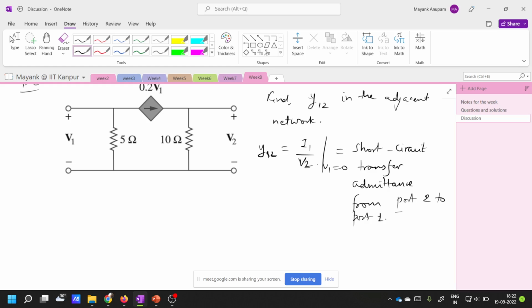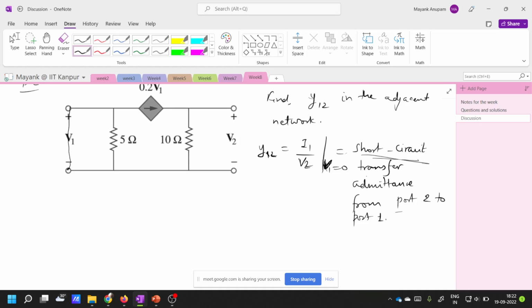This is short circuit. First thing is short circuit. Why is it short circuit? Because you see here, you make V1 equal to 0. At the first node, you simply ground it, right? You simply connect it with ground. This is short circuit. That is why it is short circuit.